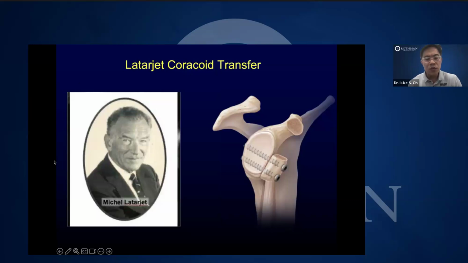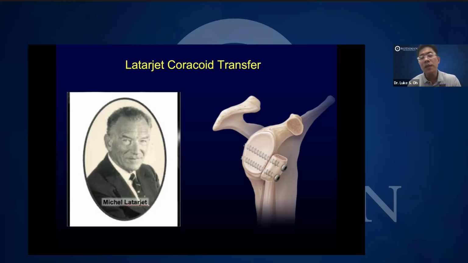Well, Michel Latarjet in 1954 described the procedure to use the patient's own coracoid bone and to cut it and slide it down by a couple of centimeters and to screw that in to the front of the socket, because the front of the socket is typically where you have that bone loss. And so he's adding and increasing the surface area of the socket. And so this has been shown to have a powerful effect in restoring glenoid stability.